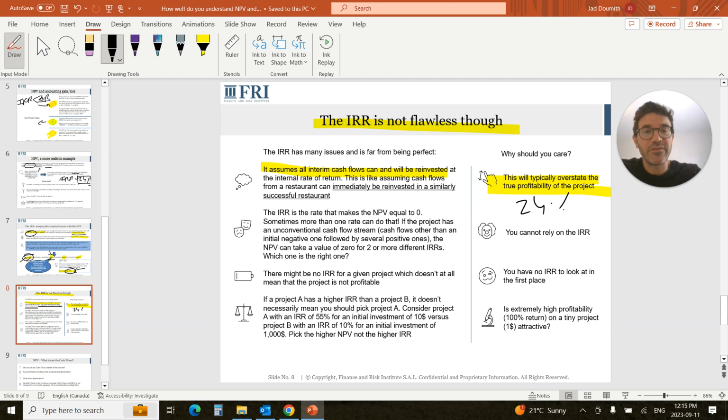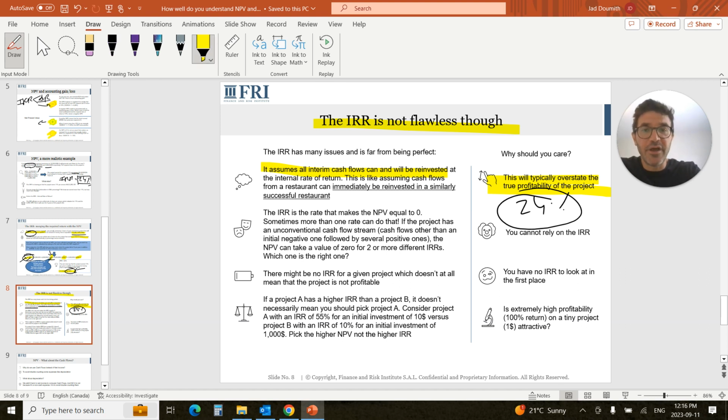Even in that case, you fall very, very short from the 24% assumption behind the IRR. So when you guys calculate the IRR for a project or on your exam, remember that in real life, you are most probably overstating the profitability of the project. The profitability is actually lower, unless you can actually practically reinvest every interim cash flow at the IRR.